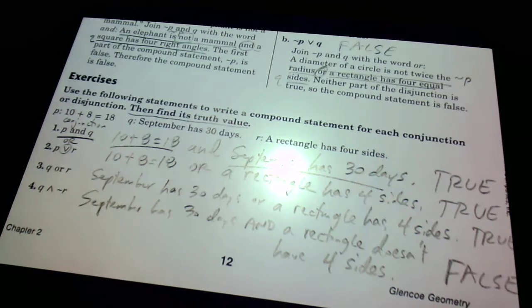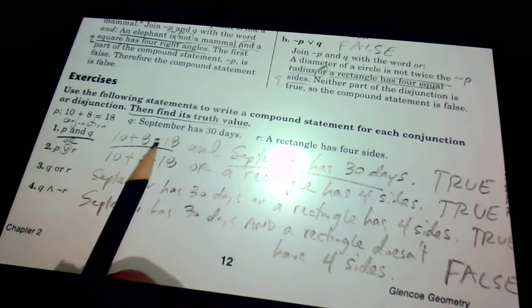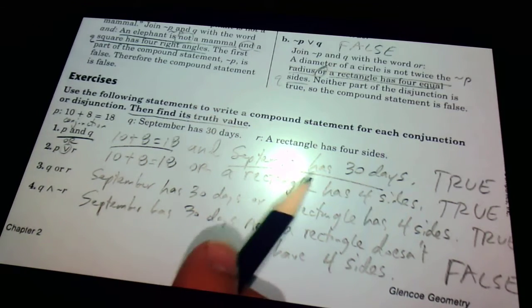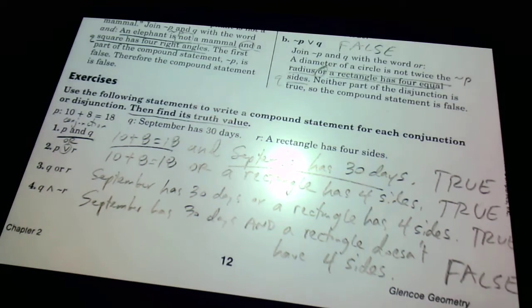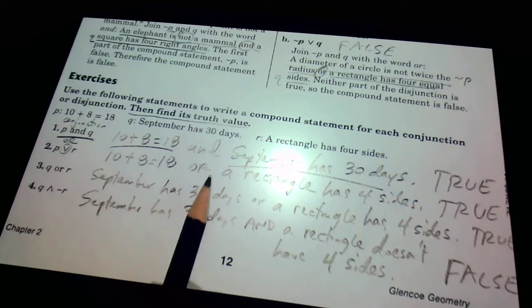When I look at the truth value in an and statement, both of them have to be true. Is 10 plus 8 18? Yes. Does September have 30 days? Yes. So the whole thing is true. All right, let's go down to number 2. An or statement, P or R. Remember your truth values. When we do our compound statement, if it's or, only one part of it has to be true. Here we go, statement P, 10 plus 8 is 18, or a rectangle has 4 sides.